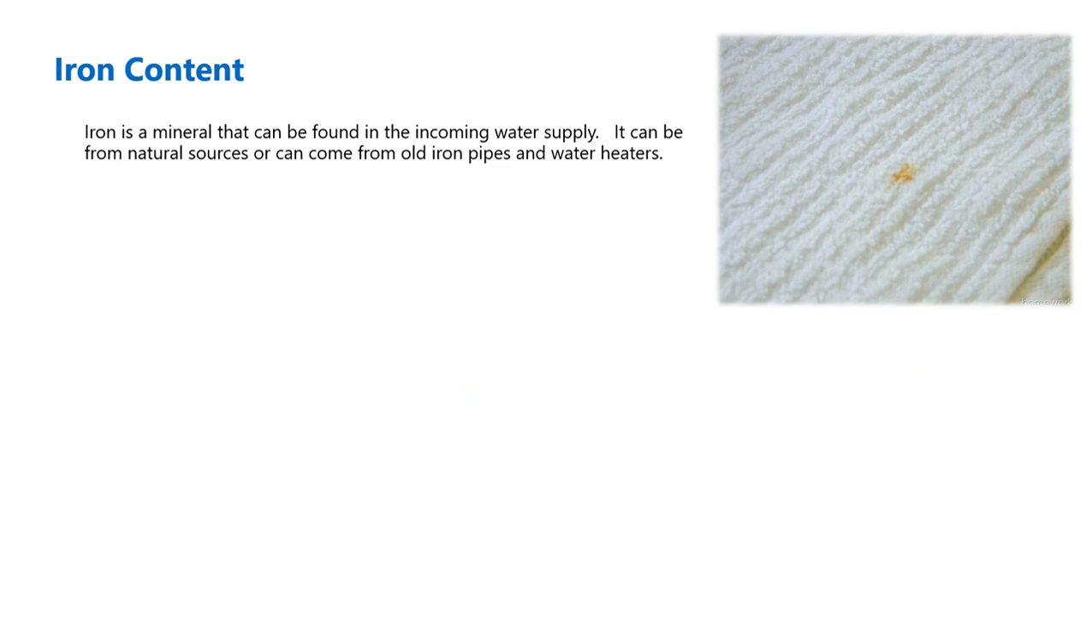Iron. Iron in the water can actually be coming from the incoming water supply. It can be from natural sources. We have many areas around our company that actually have iron in the water from wherever the water company gets their water from. Iron can also be added into the water either from old iron pipes or old water heaters.